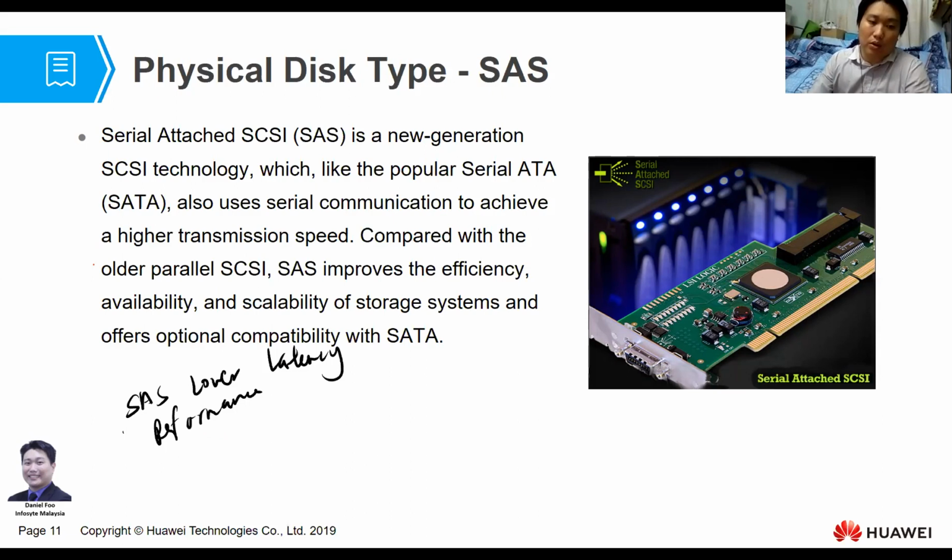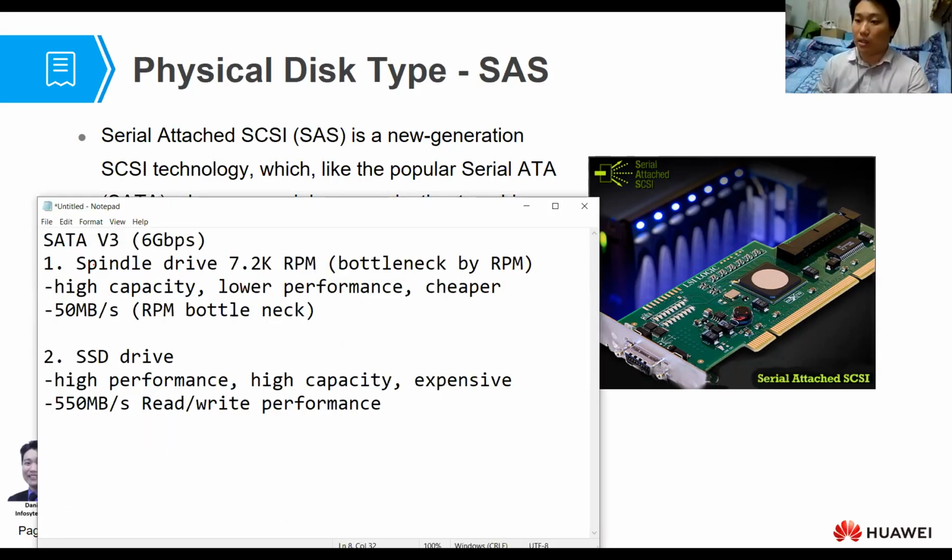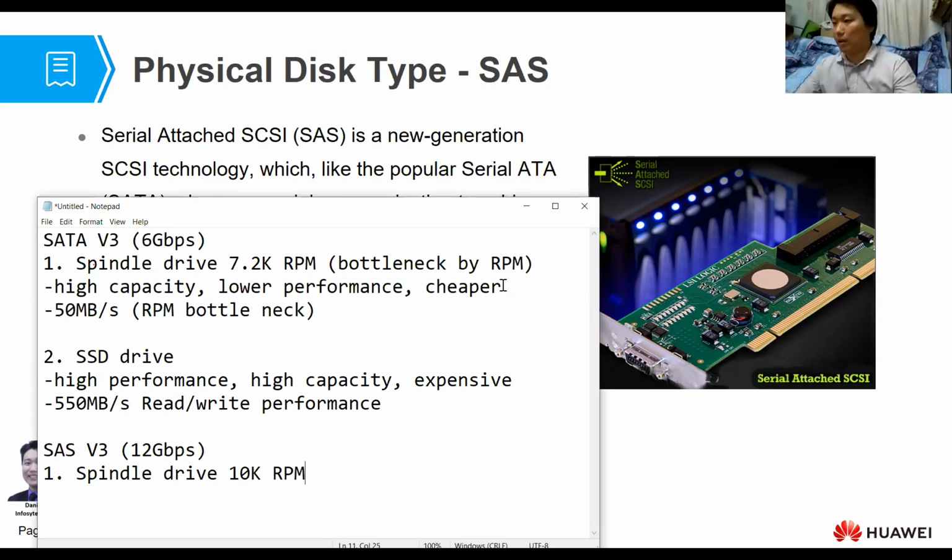Okay, lower latency performance. So SATA will be a bit higher when you talk about latency. Then, if you go back to the drive that we discussed just now, you will have SAS version 3. The current one now is 12 gigabit per second throughput. If you buy a SAS spindle drive, they will basically pump up to 10K RPM. But the spindle drive, based on their design, is still bottlenecked by the RPM itself.